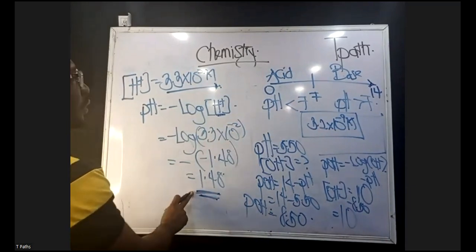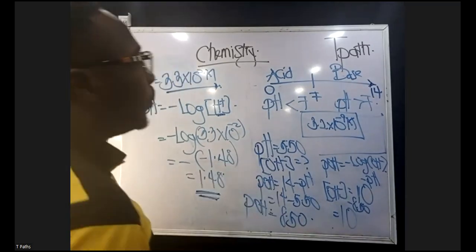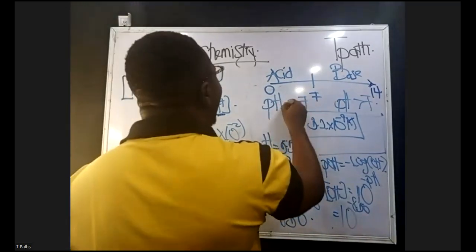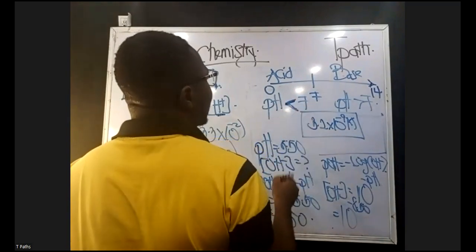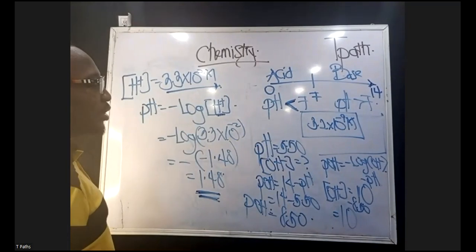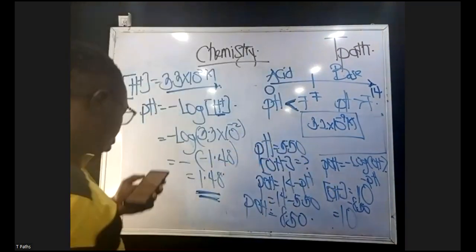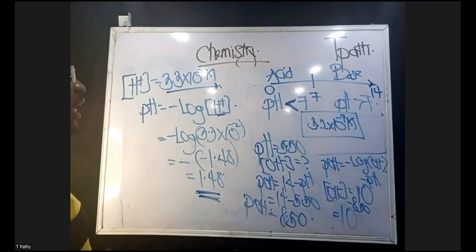If you have 1.48, we need to know if the juice is acidic or basic. We can clearly see that the pH is less than 7. If pH is less than 7, we can conclude that this is acidic in nature. And this is a very good question. The next one again, we are told that the pH is 5.50.